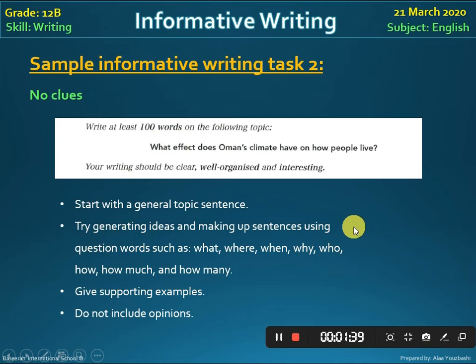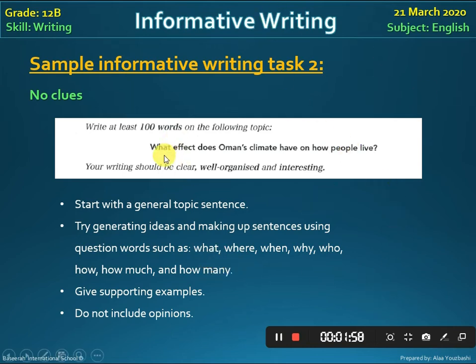I always hear students complaining and saying, Mister, I don't have ideas, or I ran out of ideas. Now, to have more ideas, you can use these question words that can help you generate and come up with new ideas. You can ask a question like what.